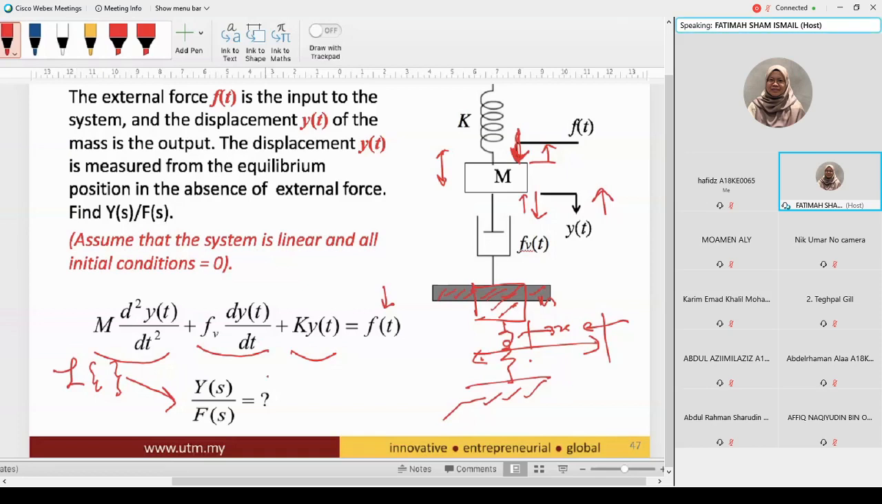Otherwise, you must create here M. If your movement follows the gravity, you add. So meaning that if you have M here and you give it down, then M d²y over dt² plus gravity. The gravity means mg. This one is based on the displacement. This one is your mg. The unit must be force. Mg is gravity.